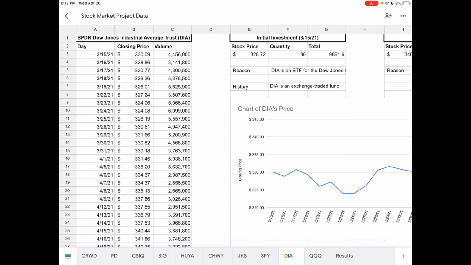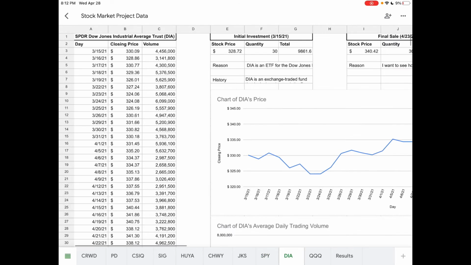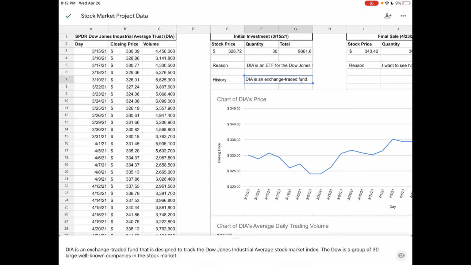Alright, so next is the Dow Jones Industrial Average Trust, which is also an ETF. It is an exchange-traded fund that is designed to track the Dow Jones Industrial Average Stock Market Index. The Dow is a group of 30 large, well-known companies in the stock market.